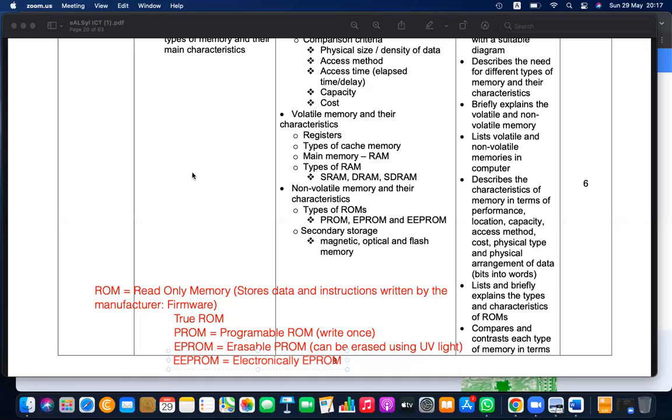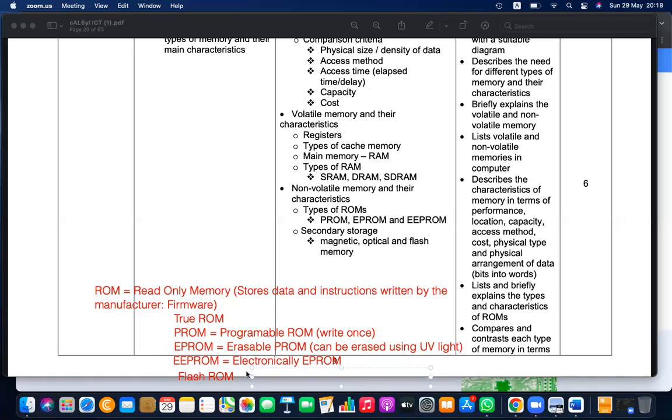Electronically erasable programmable read-only memory. That is called EEPROM. And the next one: there is another category which is not given in the book, but that is the current standard of ROM, called flash ROM. Flash ROM. Flashable read-only memory.